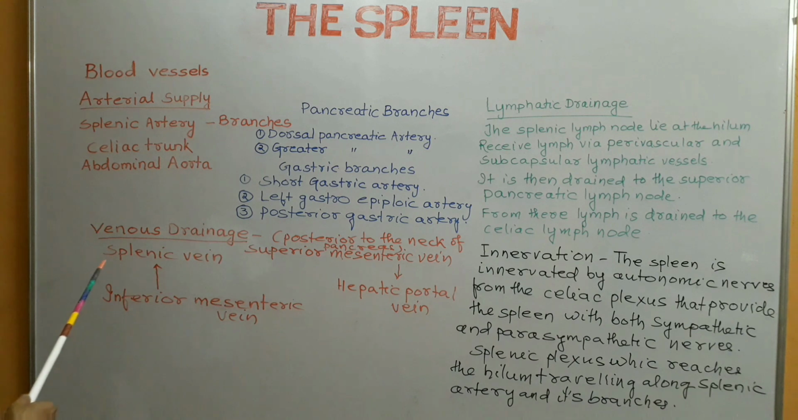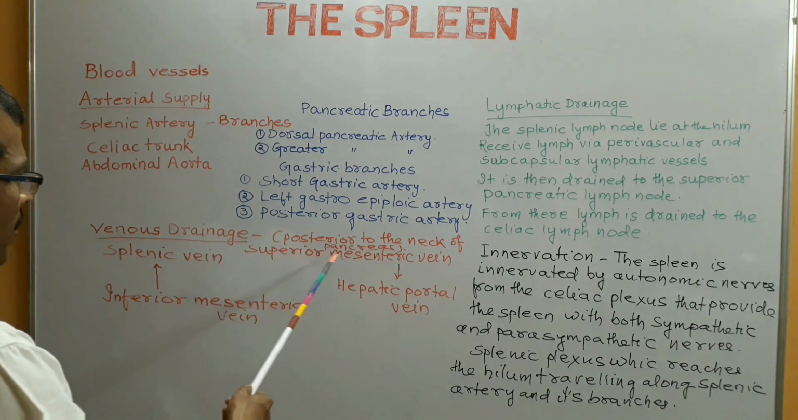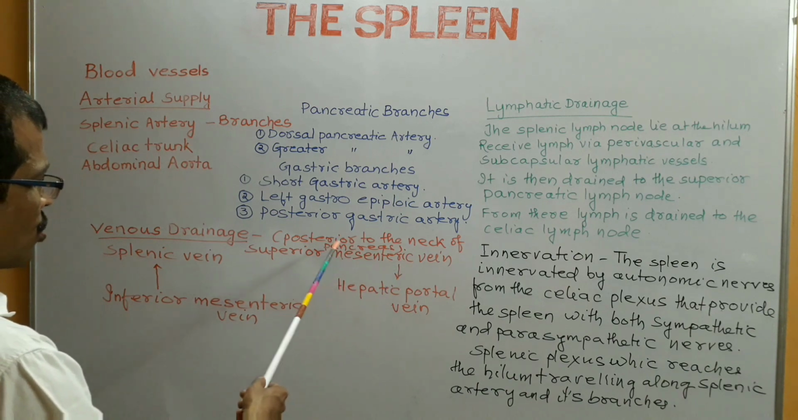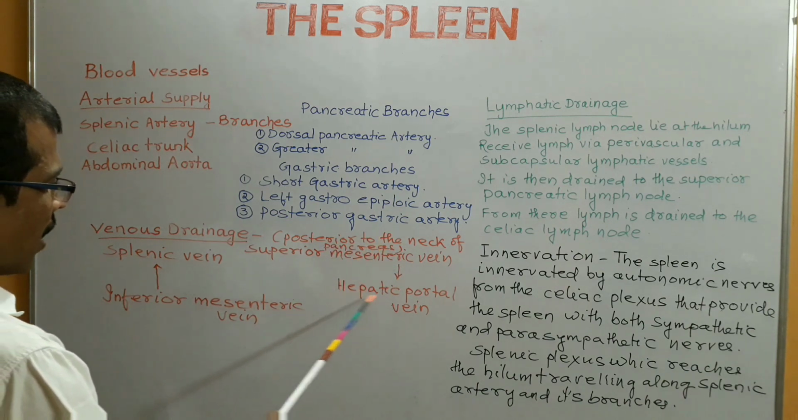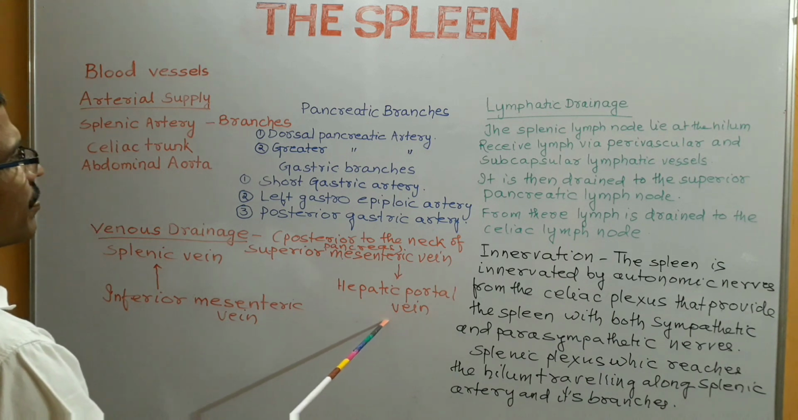Next is splenic vein. Venous drainage of the spleen occurs by splenic vein. The splenic vein also receives blood from inferior mesenteric vein. Then it unites with the superior mesenteric vein posterior to the neck of the pancreas to form hepatic portal vein.